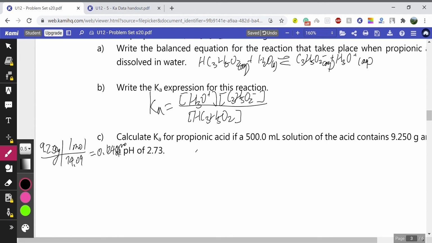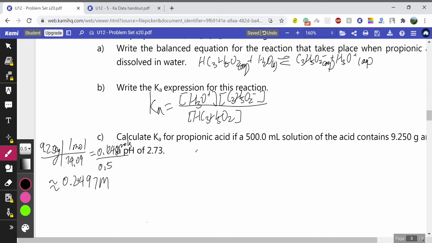0.1248 moles. Now we divide it by our liters to find molarity, which is 0.5 liters. Divide that by 0.5 liters, and we should get an answer of approximately 0.2497 molar.